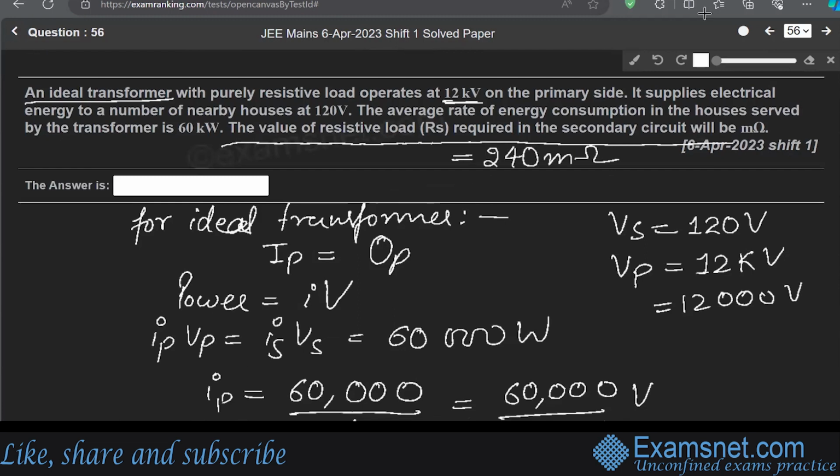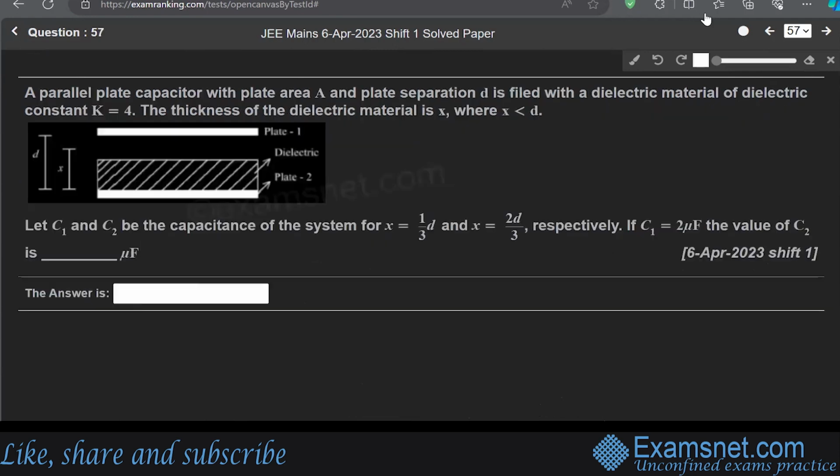Got it? So the correct answer is 240 milliohm. Moving towards the next question, question number 57. Here, given that a parallel plate capacitor with plate area A and plate separation d is filled with a dielectric material of dielectric constant K equals 4. The thickness of the dielectric material is x, where x is less than d. Let C1 and C2 be the capacitance of the system for x equals 1 by 3 d and x equals 2d by 3, respectively. If C1 equals 2 microfarad, we have to find the value of C2.